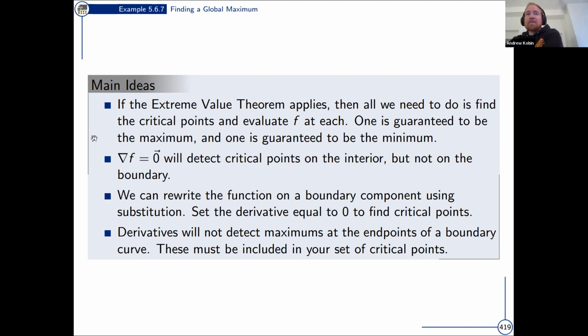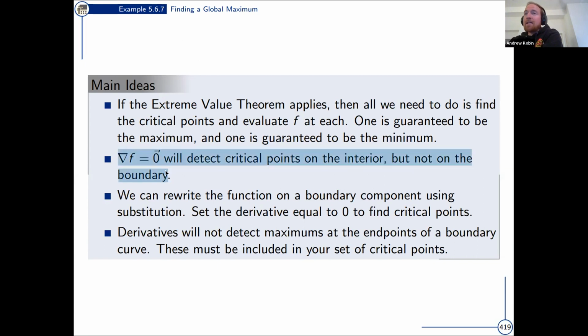The way this first bullet point is written is a little misleading. It should say the critical points and the critical points of the boundary functions, just like we did in the previous example together. But these are all of the finitely many points where f could have a max and a min, and the extreme value theorem, when it applies, guarantees that the max and the min both occur somewhere.